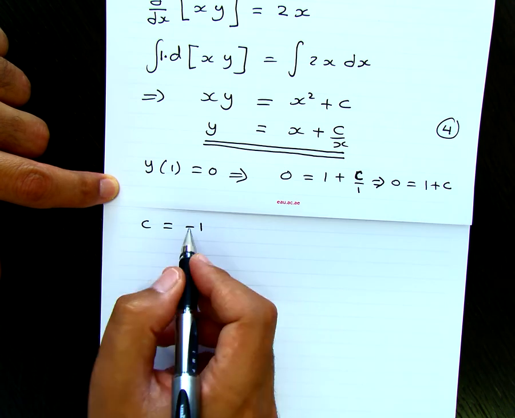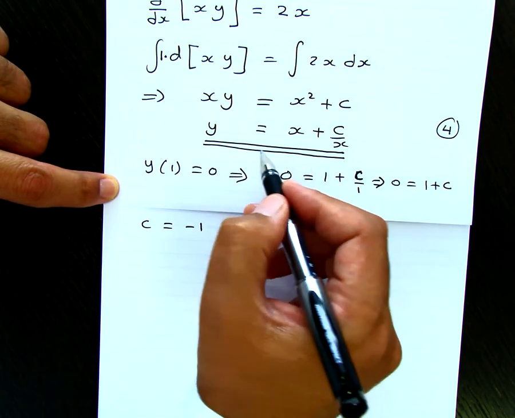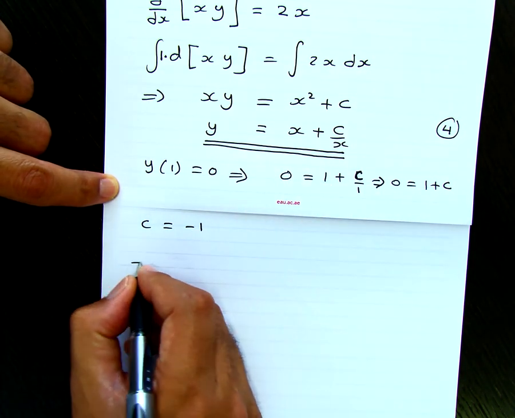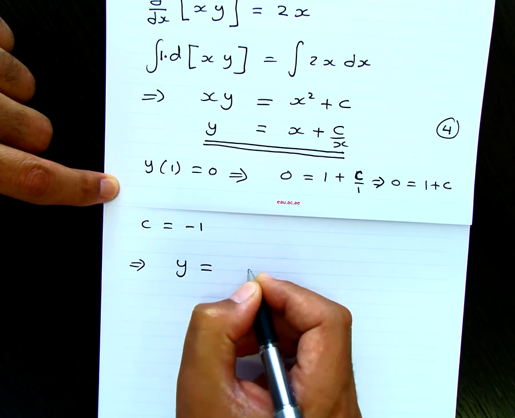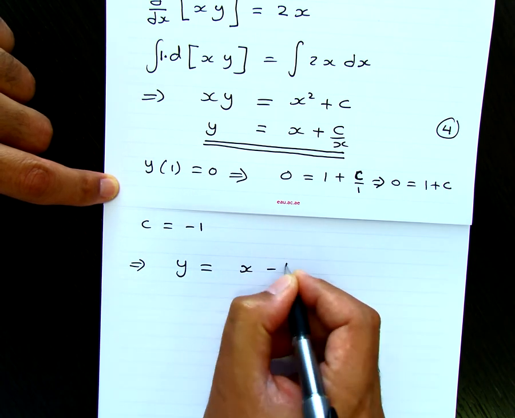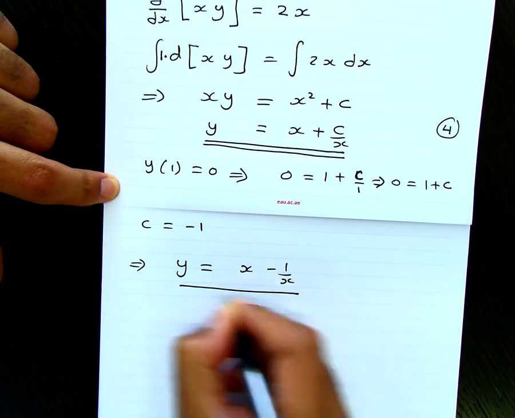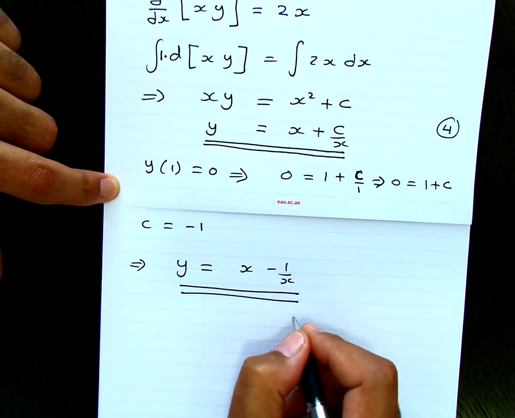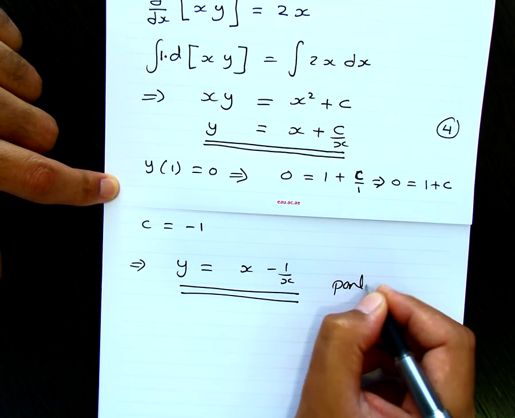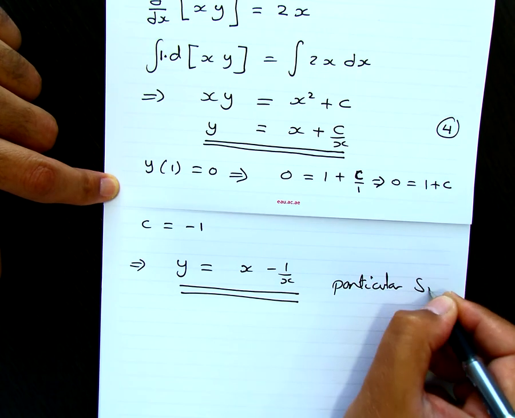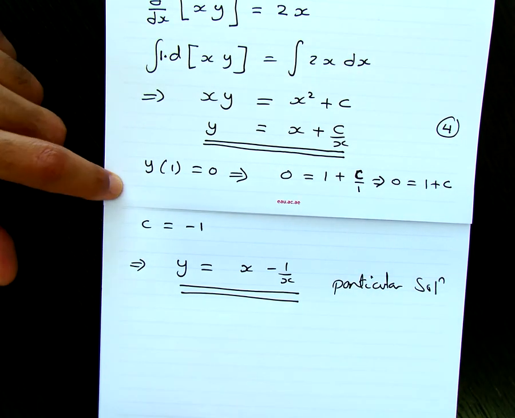Now we substitute the value of c into the general solution, and this means that y equal to x minus 1 over x. And this is what we call a particular solution. And that's the end of this lesson.